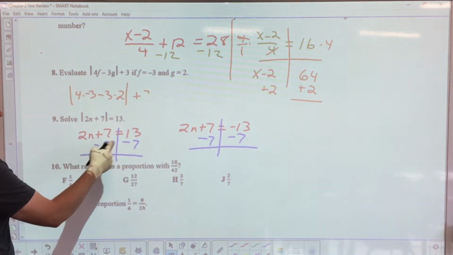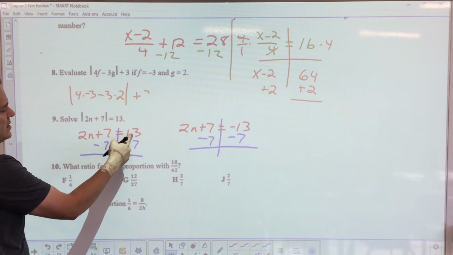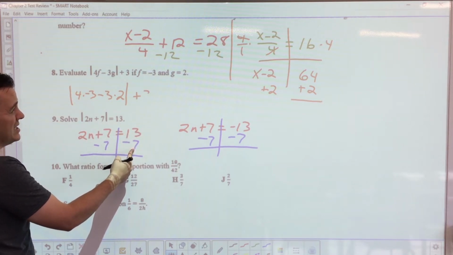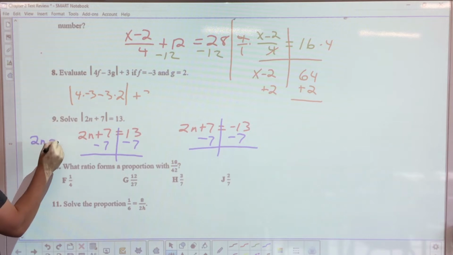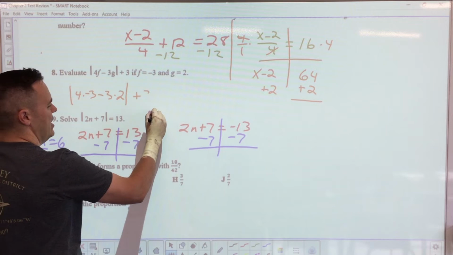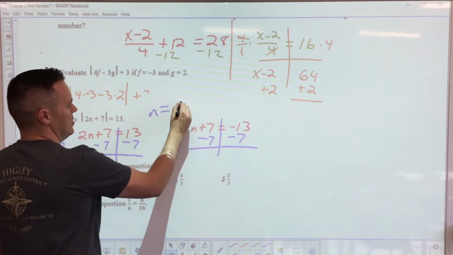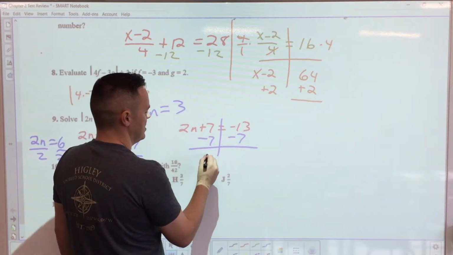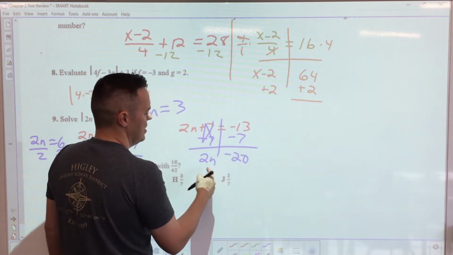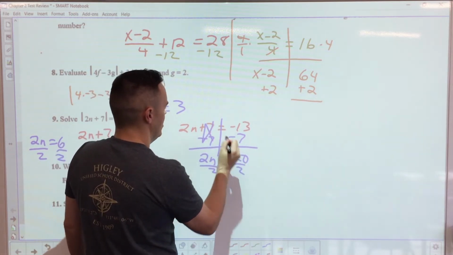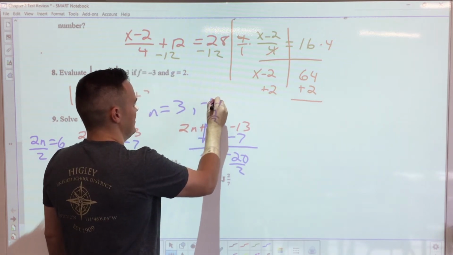Okay, and when you do that, this one here is going to be 2n. 13 minus 7 is 6. So this is going to be 2n equals 6. All right, divide by 2, and I get n equals 3. On this one, when I do it, it's going to be 2n. As these cancel out, that's negative 20. Divide by 2, and the other answer is negative 10.